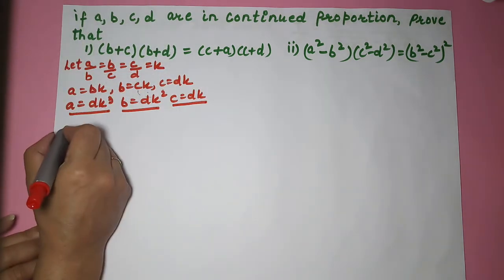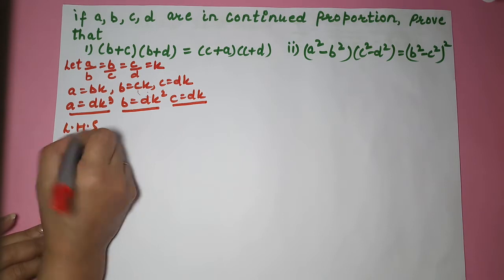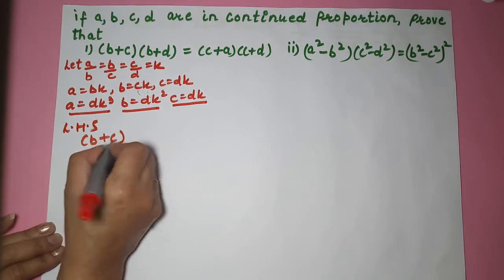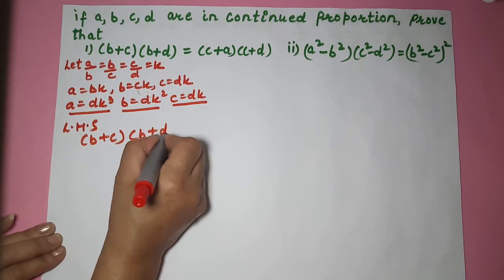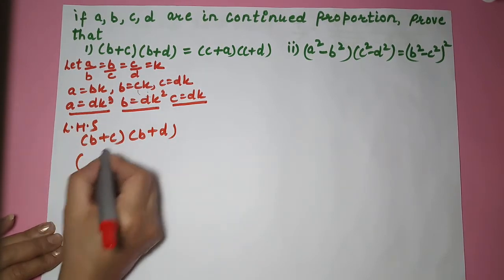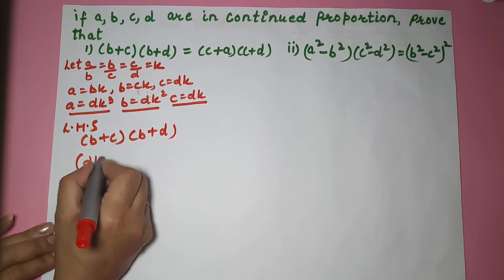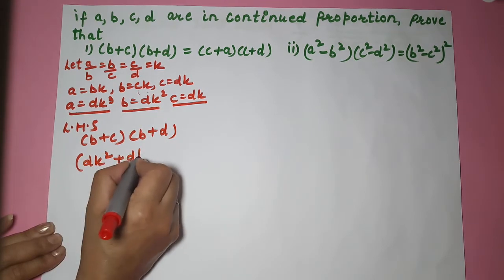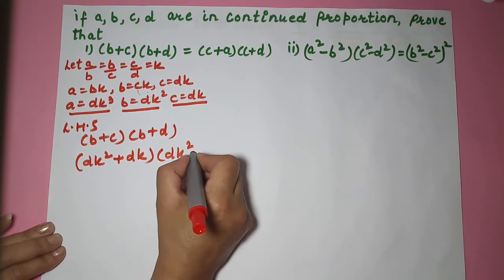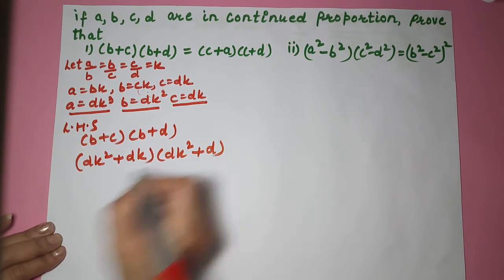So let me now take the left hand side part here. What is that? (B plus C) into (B plus D). Now I am only going to replace A, B and C. So what is my B? DK square. What is my C? DK. And B is DK square, and D I don't have to replace, right?